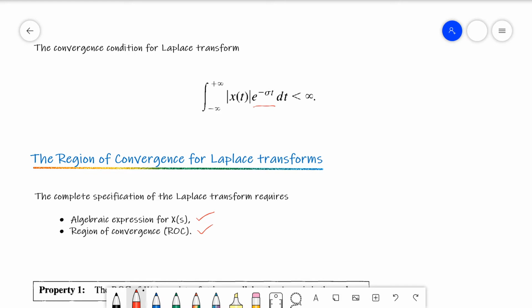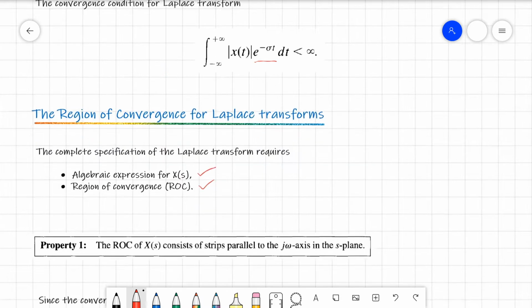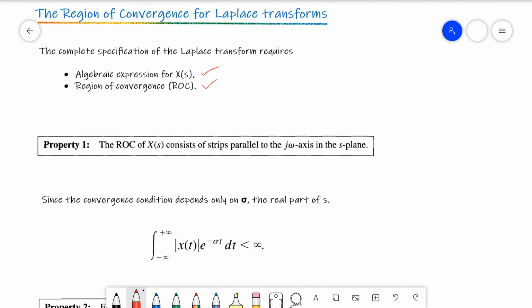So in this lecture, we will explore some specific constraints or properties on ROC for various kinds of signals. If we know these properties, we can directly know the ROC from the expression of X of S and some other characteristics of the signal. So let's start with property number 1.